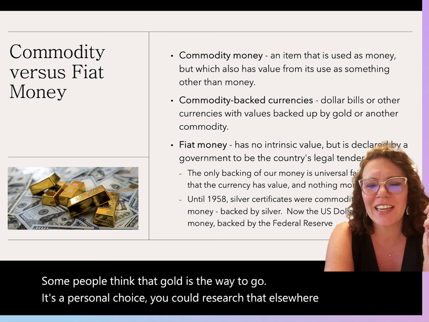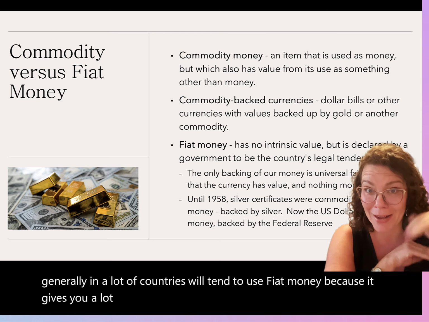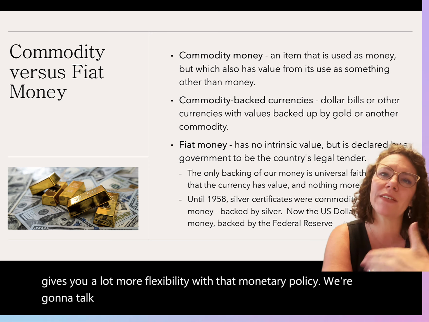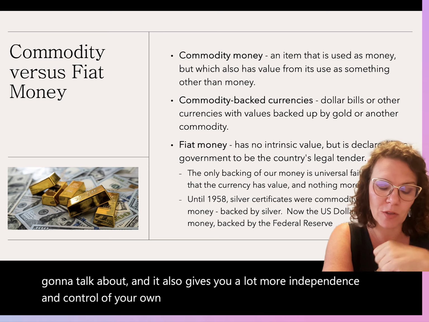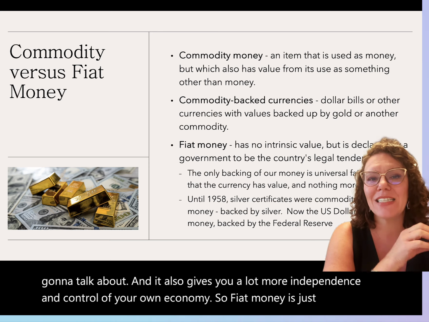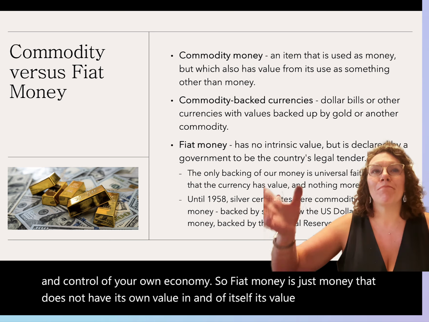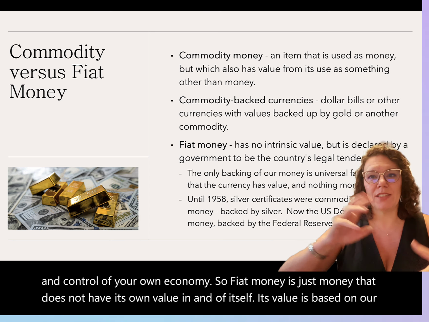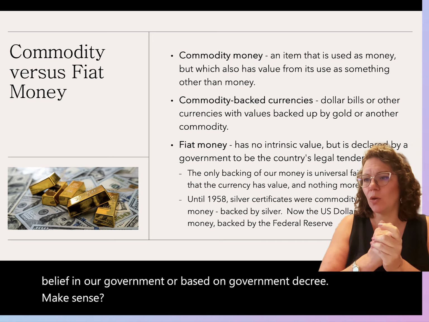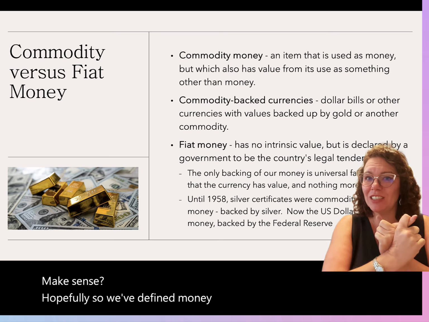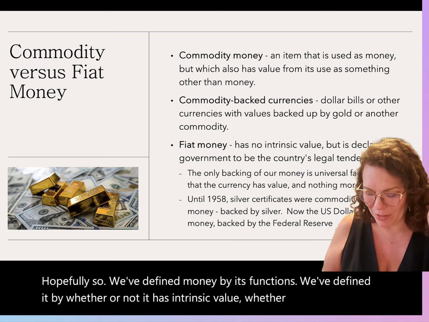But generally, a lot of countries tend to use fiat money because it gives you a lot more flexibility with the monetary policy we're going to talk about. And it also gives you a lot more independence and control of your own economy. So fiat money is just money that does not have its own value in and of itself. Its value is based on our belief in our government or based on government decree. Make sense? Hopefully. So we've defined money by its functions. We've defined it by whether or not it has intrinsic value, whether it's fiat or commodity money.